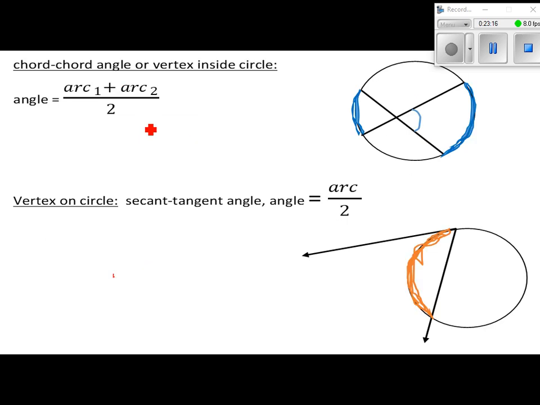These are those same 2. So this is that formula. If it's a chord or a secant, then you add the arcs and divide by 2. If the vertex is on the circle, like this one, it's just the arc divided by 2.